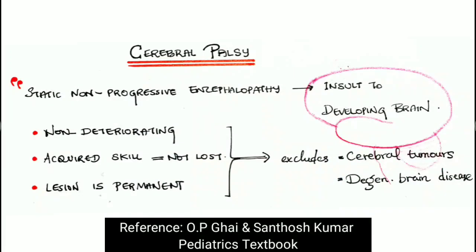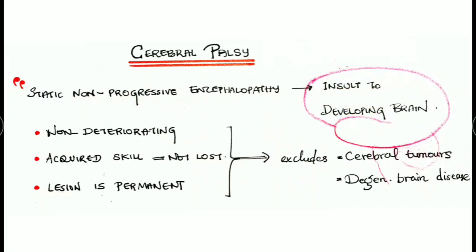What is cerebral palsy? It is a static, non-progressive encephalopathy which is due to insult to the developing brain. From the term non-progressive, it means the disease doesn't worsen. It is non-deteriorating, the acquired skills are not lost, and the lesion is permanent.